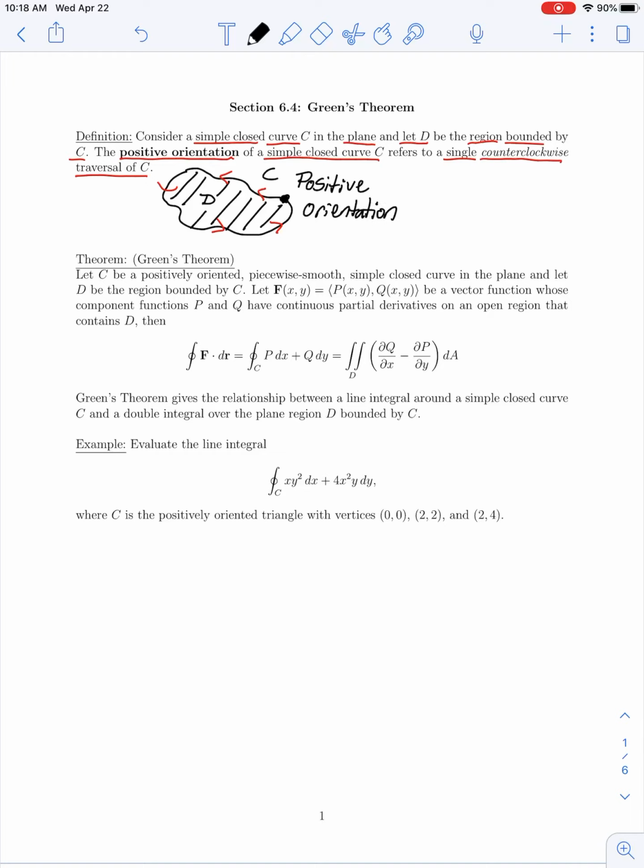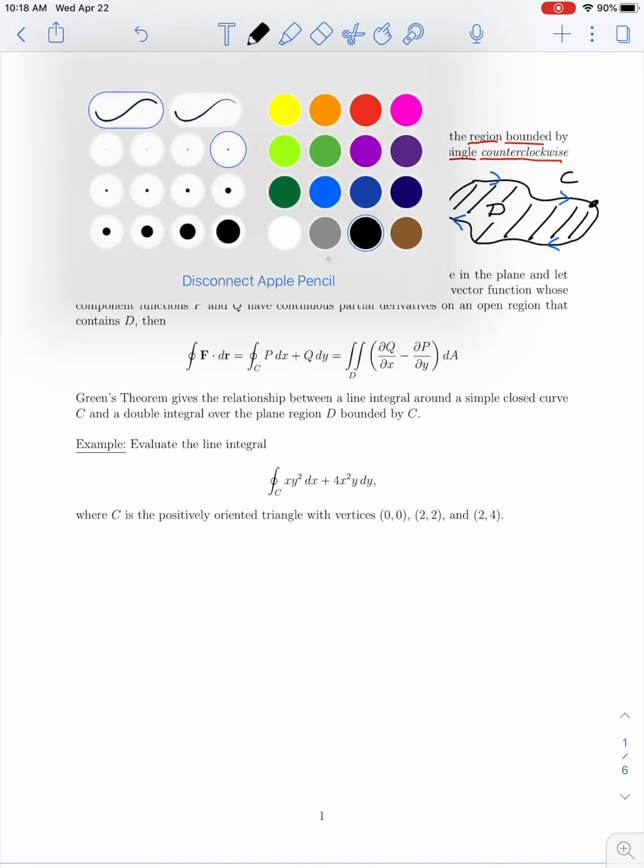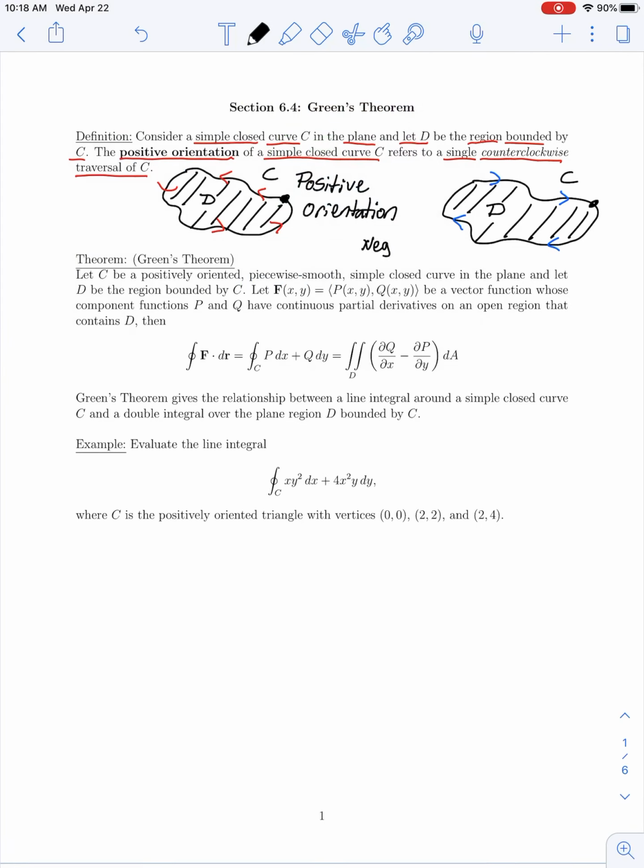So if we had a similar curve, say some closed curve C, that bounds some plane region D in the plane, we would say that this curve would have a negative orientation if it is traversed in the opposite direction. That is, if it was traversed in a clockwise direction. So this would be a negative orientation.